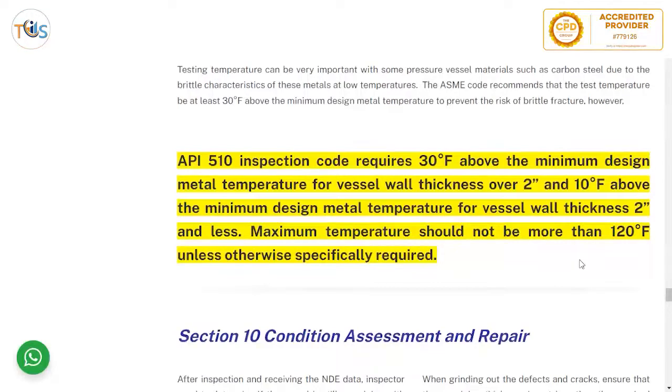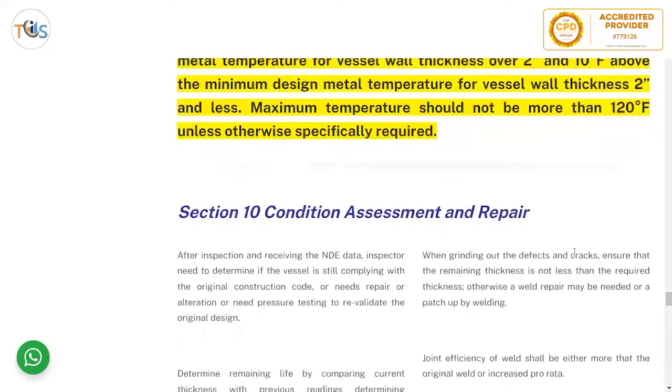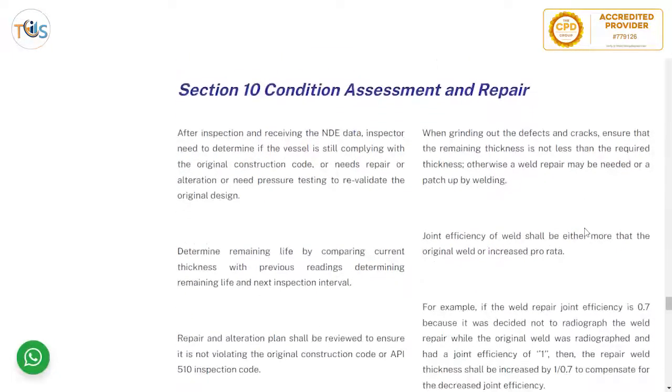However, the API 510 inspection code says 30 degrees Fahrenheit above the minimum design metal temperature for vessel wall thickness over 2 inch, and 10 degrees above the minimum design metal temperature for vessel wall thickness 2 inch and less. So this would prevail during the exam, unless they specifically ask for ASME Section 8. Maximum temperature should not be more than 120 degrees unless otherwise specifically required.